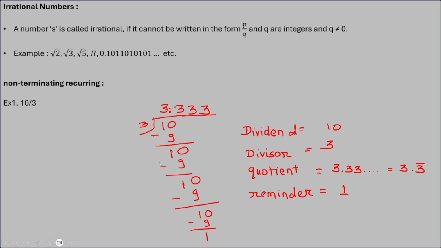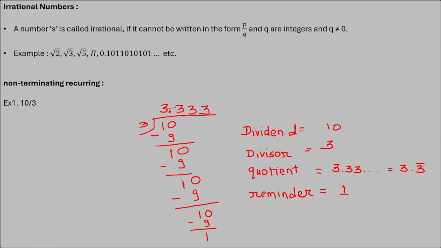But again you need to divide 1 by 3. As this number is not divisible, you need to add a 0, and for that we put a decimal point here. Then again 3 into 3 is 9, again remainder 1, again we add 0, again 9, again 1, again 9, again 1, like that. Your quotient will become 3.333, correct? And this series of numbers will continue forever.